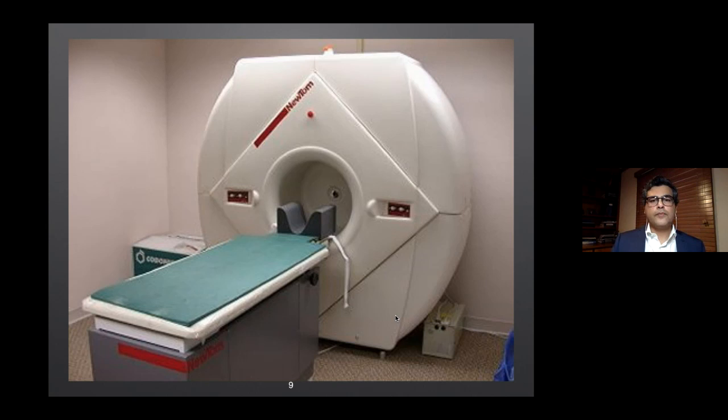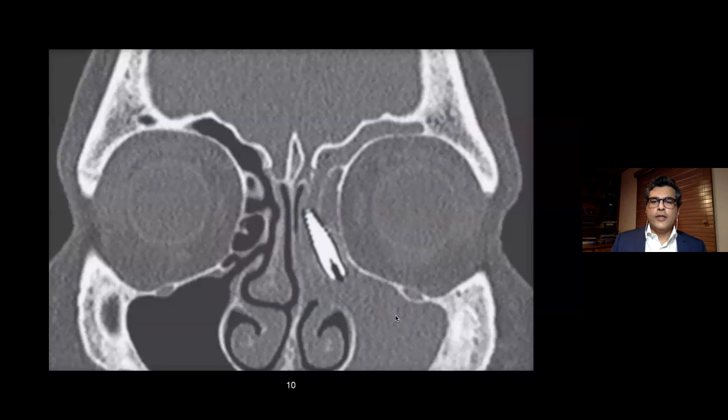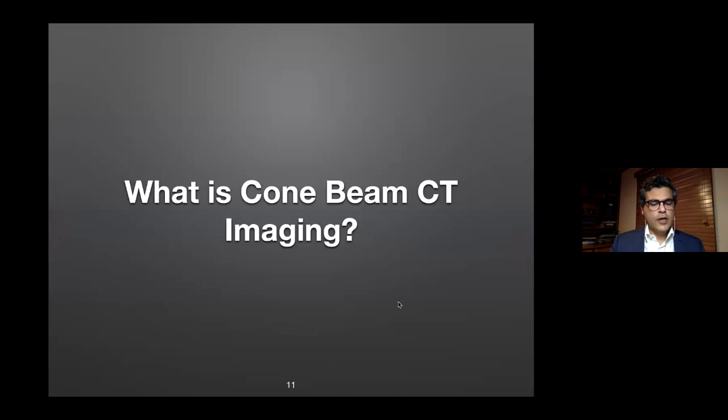Just an example, an interesting shot that I found from a colleague. As you can see, this is a coronal cone beam CT view, and there is an implant which has dislodged from the maxilla and is now in the nose. So these things happen, and CBCT is the best imaging modality to, among many other things, evaluate and assess these kinds of mishaps as well.